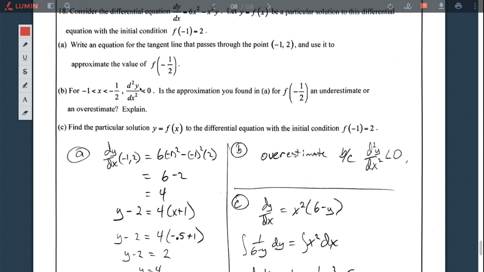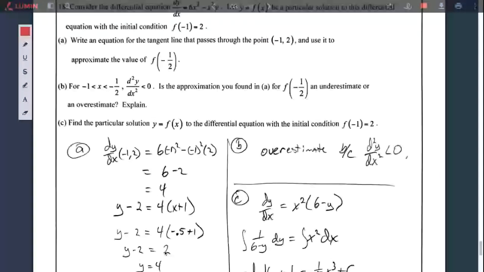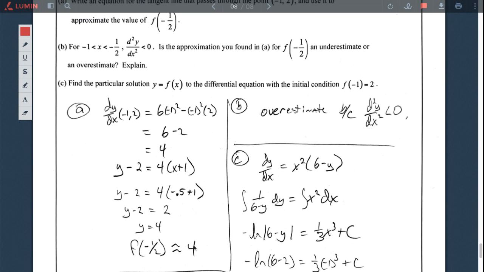I do that by considering concavity. So we have a second derivative that is negative, which means my graph is concave down. So concave down is going to look like this. The tangent line is going to be sitting above it. Since the tangent line is above it, that means my approximation that I found is going to be above the original graph, which then means it's an overestimate. So I'm going to say overestimate because the second derivative is less than 0.